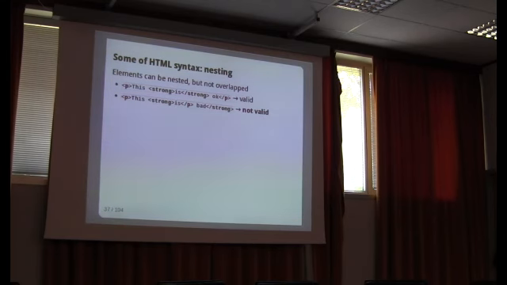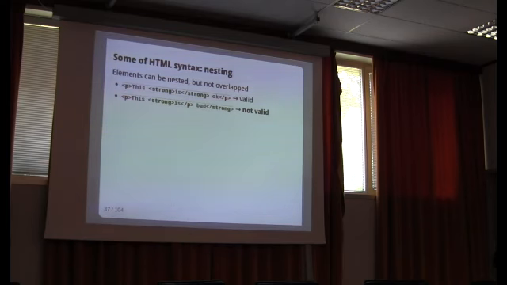Okay, let's talk about some basic syntax rules of HTML. First easy rule, easy to understand, is that elements should not be overlapped, but can be nested, as you probably saw in the example document. In the first line you see a valid piece of HTML code. There is a P element that contains a strong element. In other words, strong is nested within P.